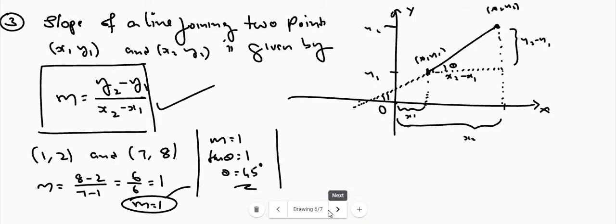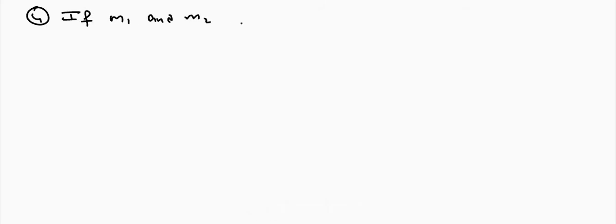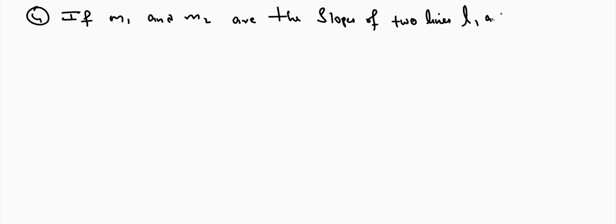Next, number 4. If there are 2 lines L1 and L2, their slopes are M1 and M2. That is, M1 and M2 are the slopes of 2 lines L1 and L2. Slope of L1 is M1 and slope of L2 is M2.